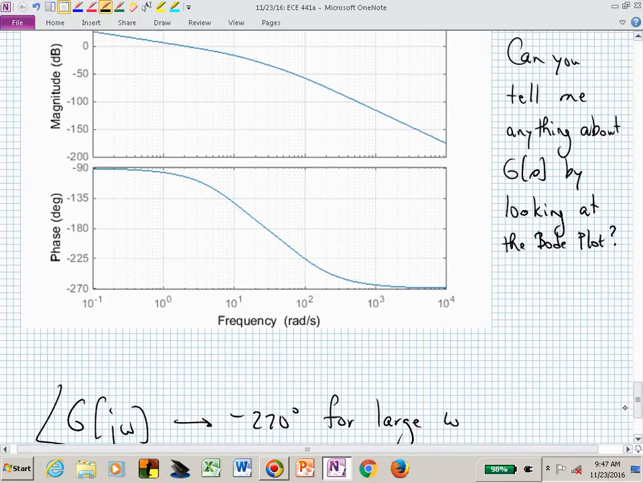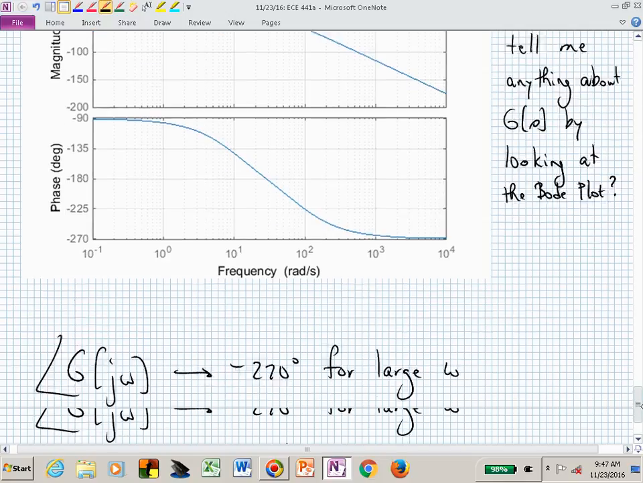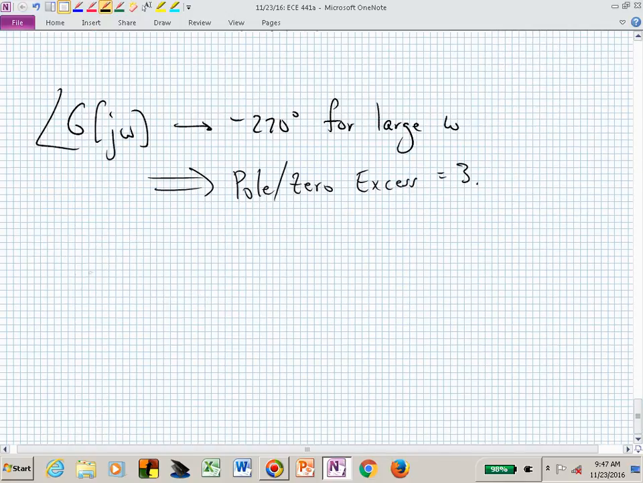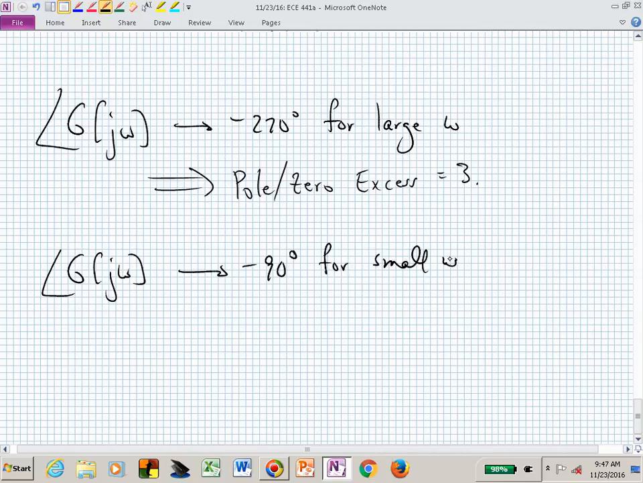What about at low frequencies? What's your phase? Minus 90. It's not 0, is it? So if it's minus 90, what's that telling you? You have a pole at the origin. The phase of G of j omega is now minus 90 degrees for small omega. And that now says that we have a pole at the origin.